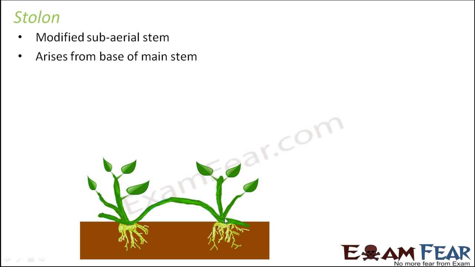It touches the ground, where the terminal bud will give rise to new shoot and roots. At this point when it touches the ground, it will give rise to new roots and also new shoots. Then again it will start growing aerially for some time, and again touch the ground. So this is the pattern of a stolon. A very good example of a stolon is strawberry, and also in mint and jasmine we can see stolon.